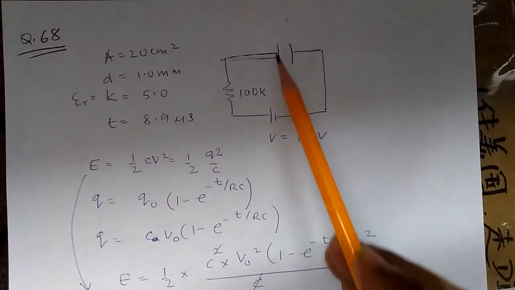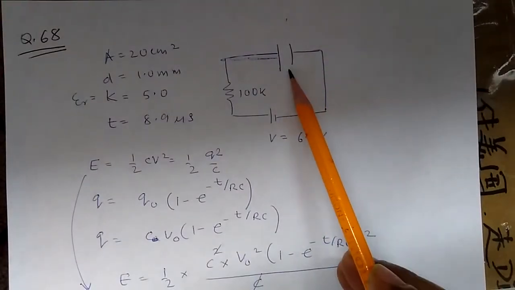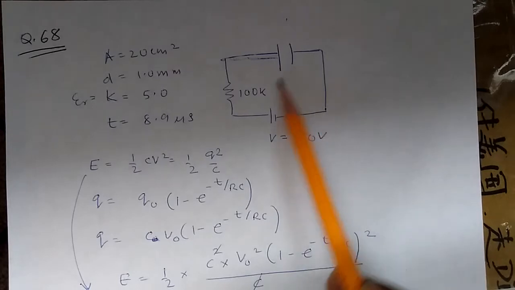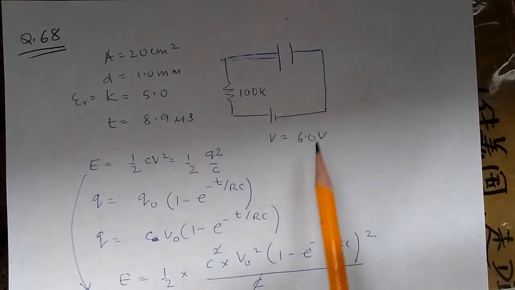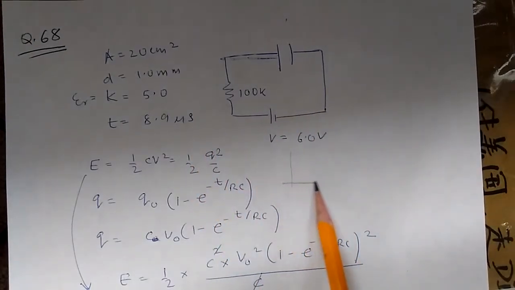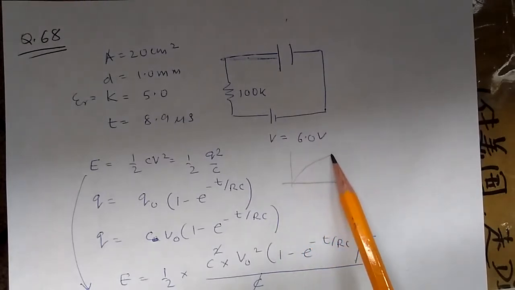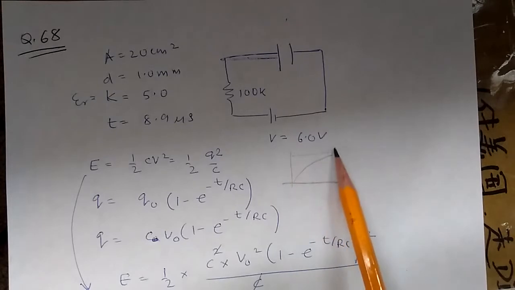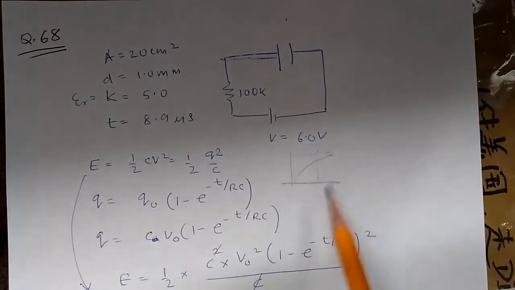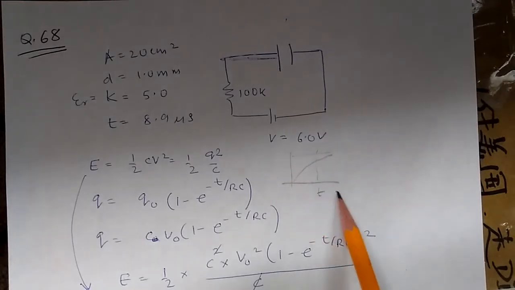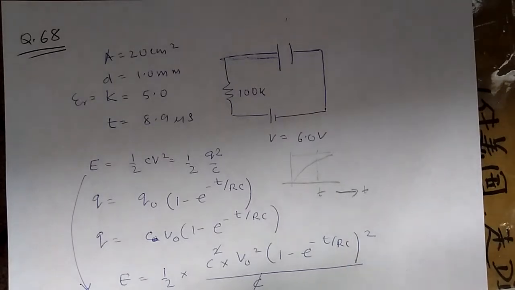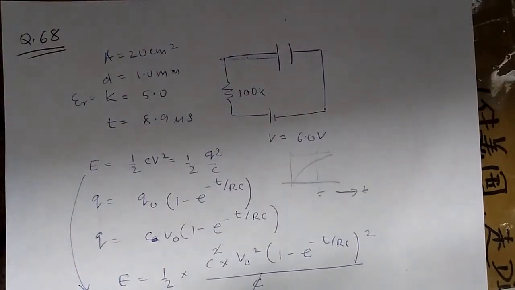Initially there is no voltage across this capacitor. As the time increases, we see a voltage growing, and this voltage has an exponentially growing graph, something like this. We need to find out at some point of time t, what is that charge value.